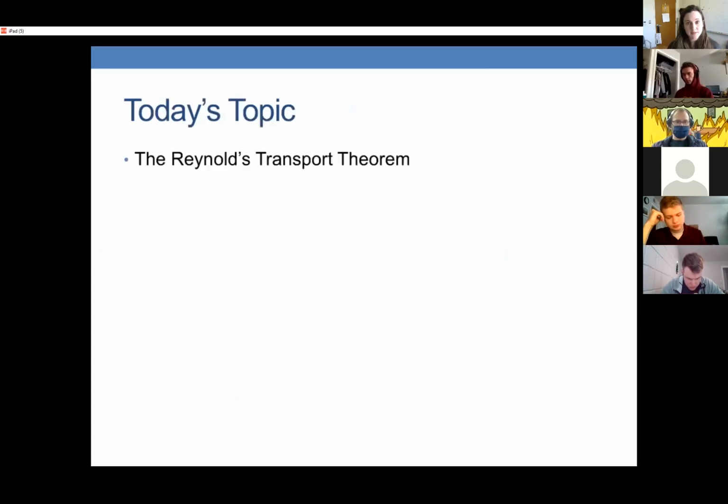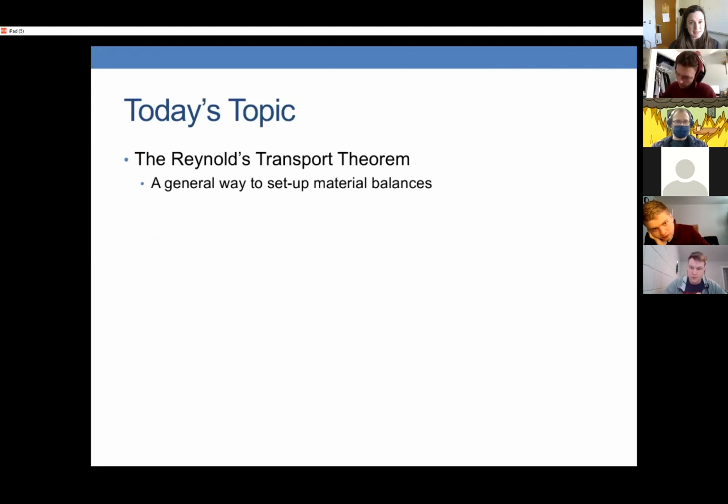Today, we're going to talk about something called the Reynolds transport theorem. This is a general way to set up material balances. What is a material balance? Does someone have a thought on what a material balance is?